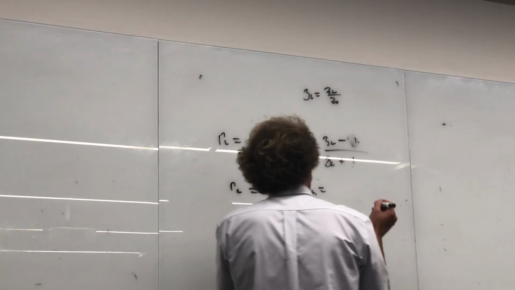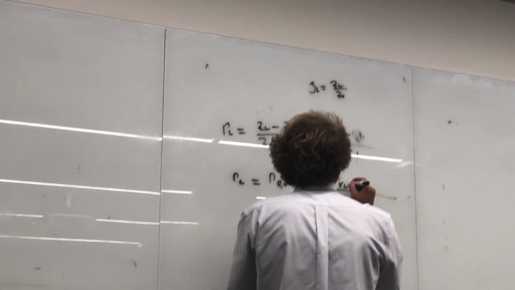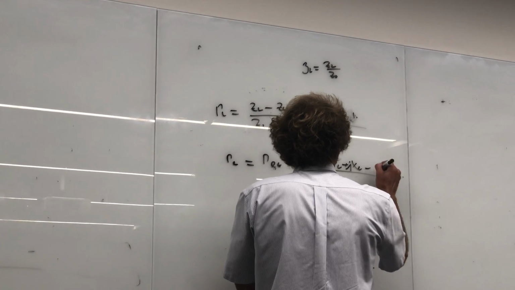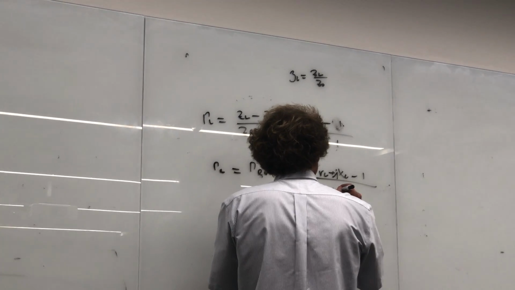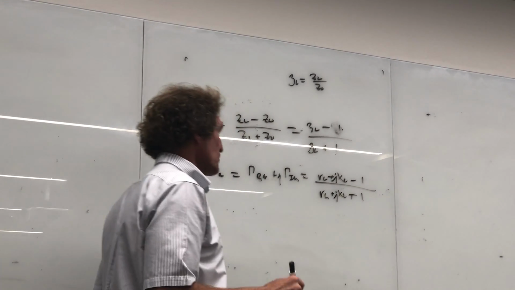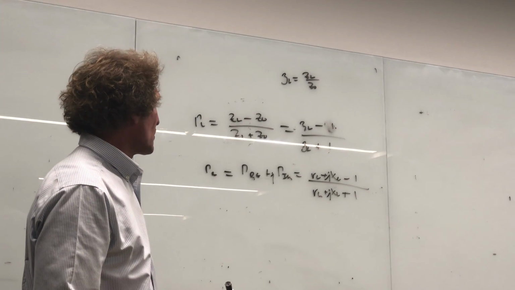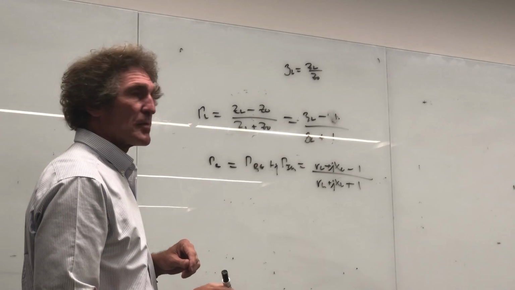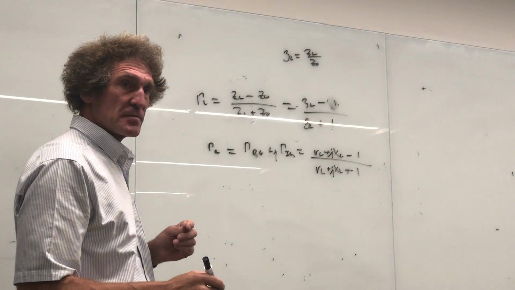And z_L has a real value, so it's R_L, and it has an imaginary value plus X_L, minus 1 over R_L plus jX_L plus 1. So just realize what I've done there. I've broken down the reflection coefficient into its real and imaginary parts, and I've broken down the normalized impedance into its real and imaginary parts. Do you all see this, class?